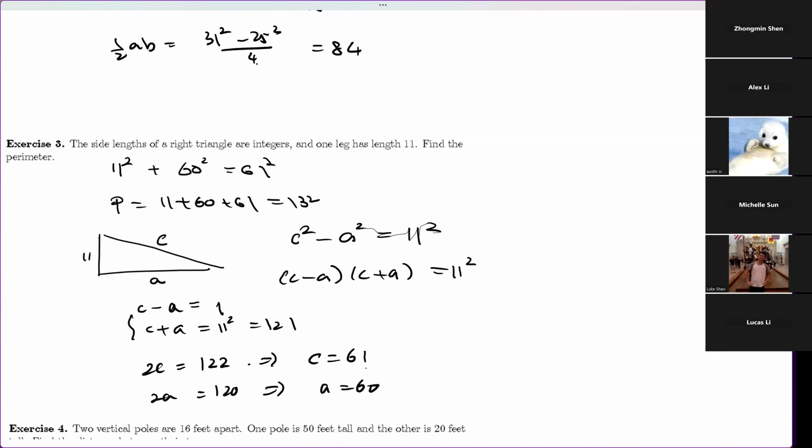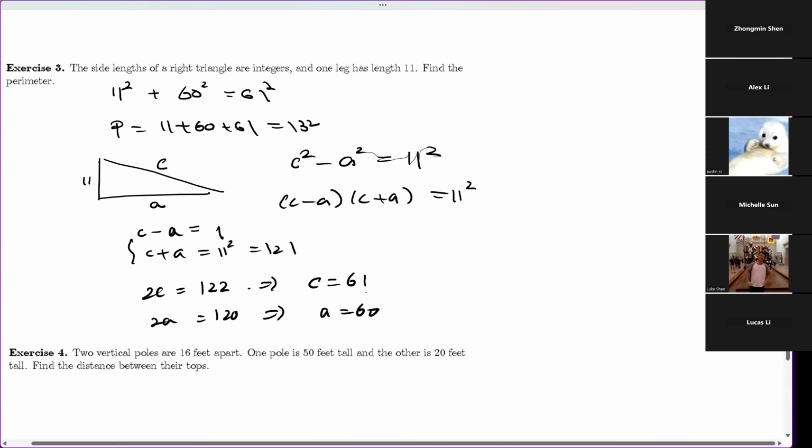Yeah, we assume that a, b, c are integers. On the left-hand side, you can factor c squared minus a squared. On the right-hand side, it's 11 squared. 11 is a prime number. So that forces c minus a to be 1, and c plus a is 11 squared.